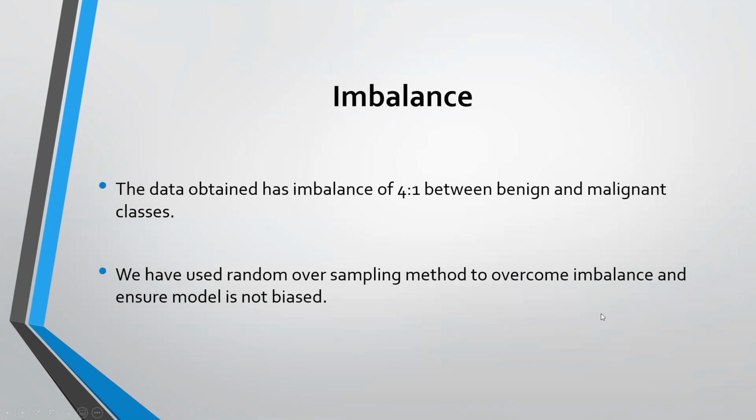The data obtained has an imbalance of 4:1 between benign and malignant classes. Usually in the medical industry, for disease prediction, we have to do a number of trials for a specific test, so it is natural to have a lower success rate. Since ours is also a disease prediction dataset, we faced a similar class imbalance issue. We had more occurrences of 0, which is benign, than malignant.